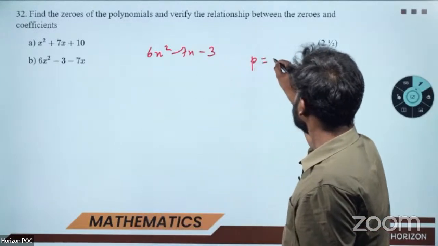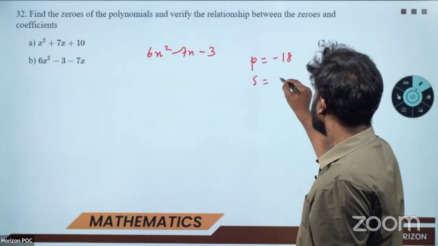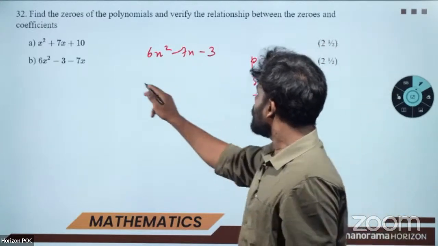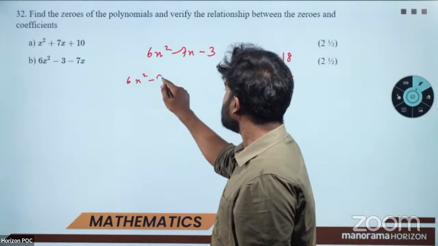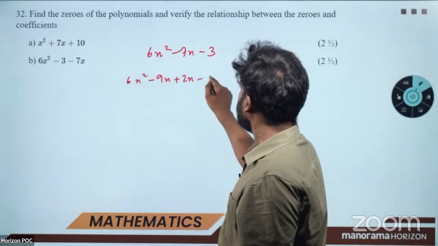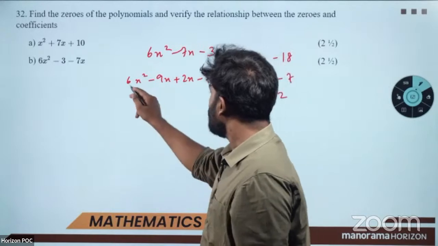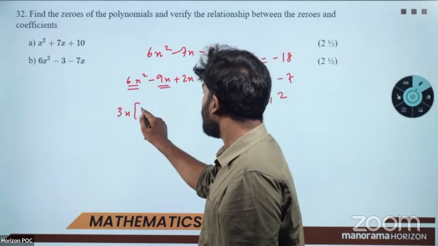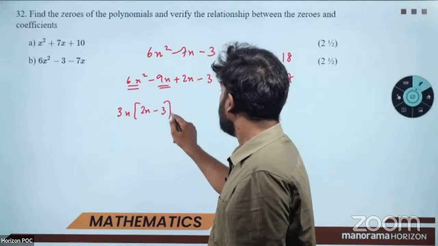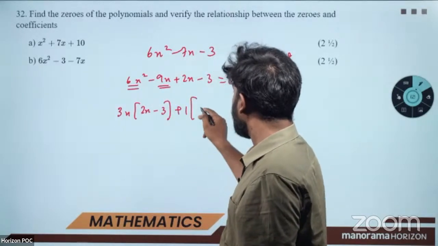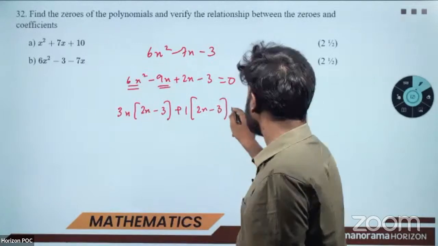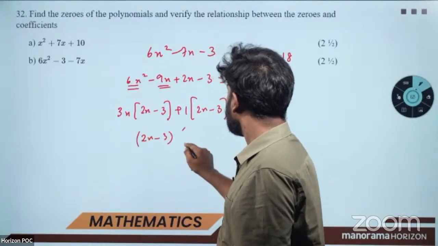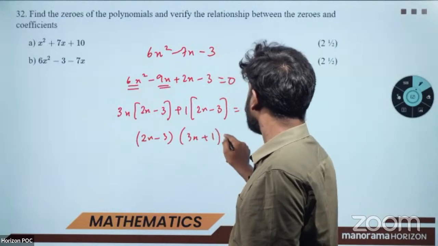Now looking at the product, it is minus 18. And what is the sum? It is minus 7. So what will be the numbers? Minus 9 and 2. So 6x square minus 9x plus 2x minus 3, put it equal to 0. 6x square and minus 9x, I have 3x common. Then you have 2x minus 3 plus, then you take 1 out, then you have again 2x minus 3. That is equal to 0. So 2x minus 3 into 3x plus 1 is equal to 0.